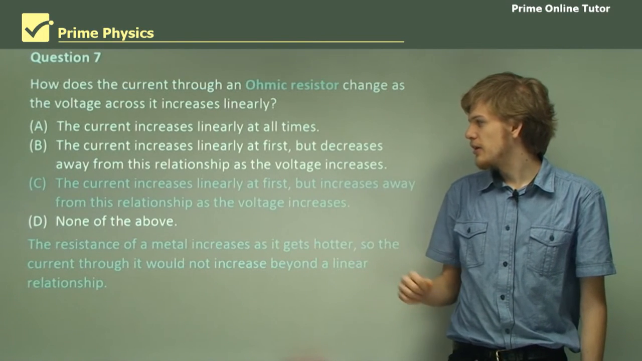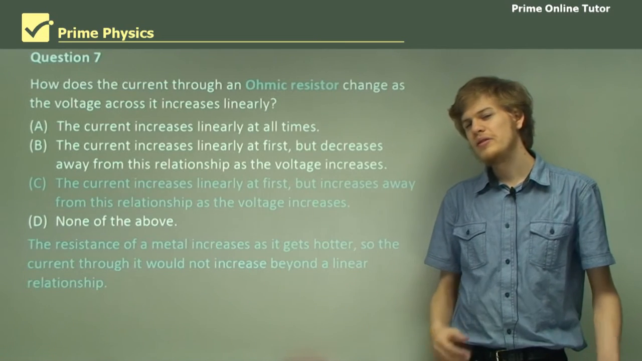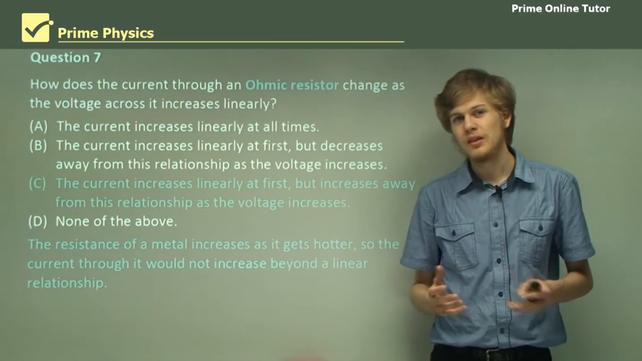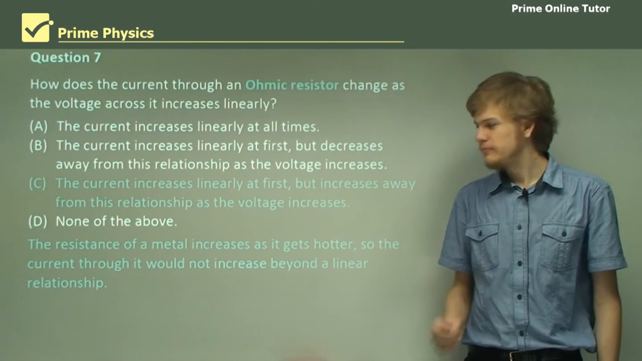Part C says the current increases linearly at first, but then increases away. This would mean that we're getting energy out of nowhere, and that for a relatively low voltage, we can have a huge amount of electric current.